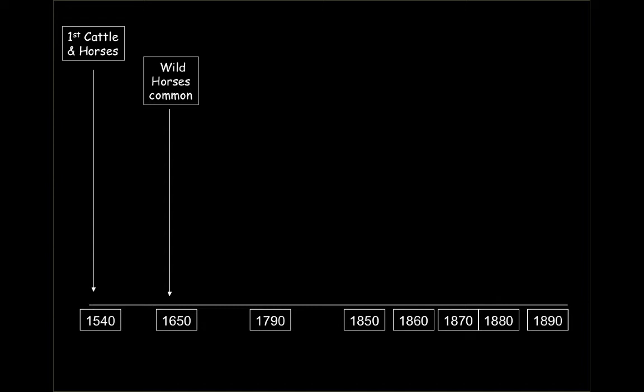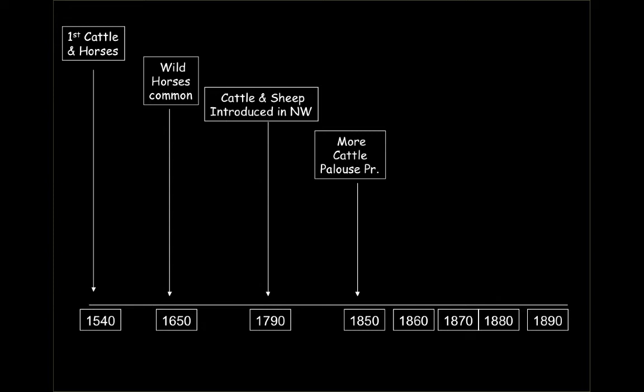And then by 1650, wild horses were very common in the U.S., so it wasn't a big issue like it is today because they were managed by the environment and by our native peoples. And then by 1790, shortly after the Revolution, cattle and sheep were actually introduced in the northwest part of the U.S. And between the late 17th century and about halfway through the 18th century, we really started seeing people move west and settling the Northwest and the Pacific coast.